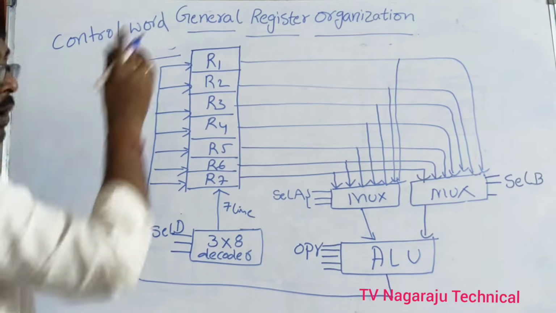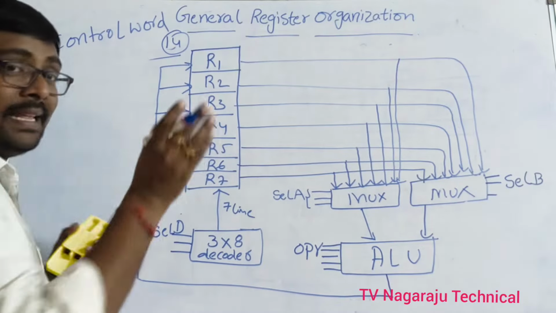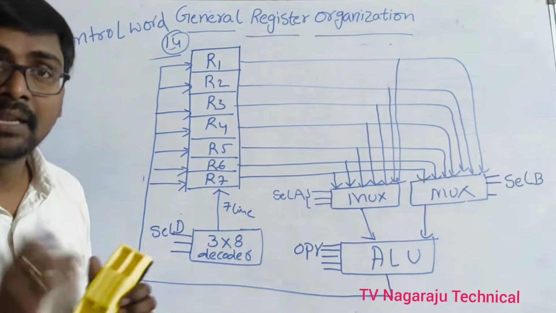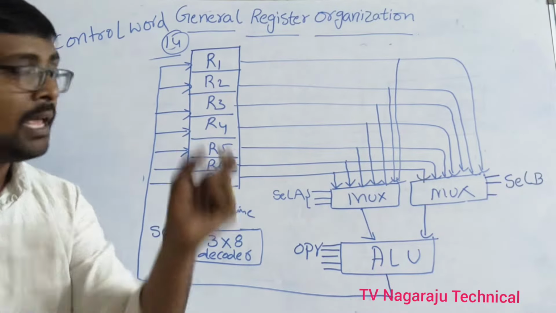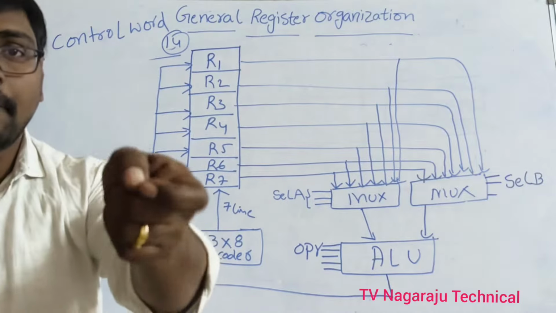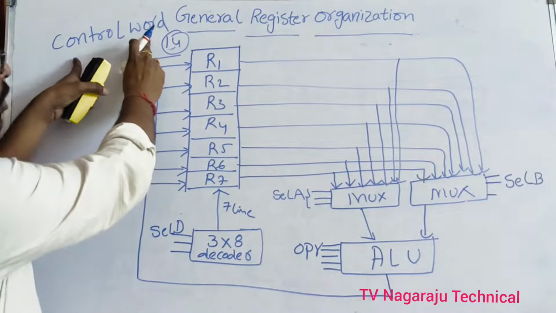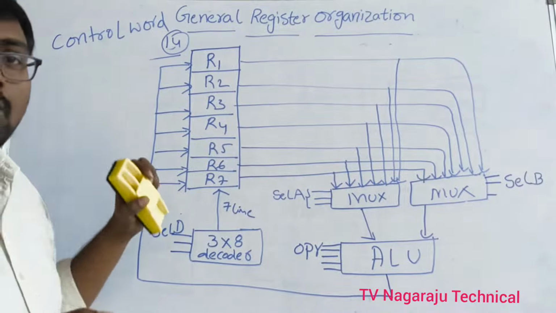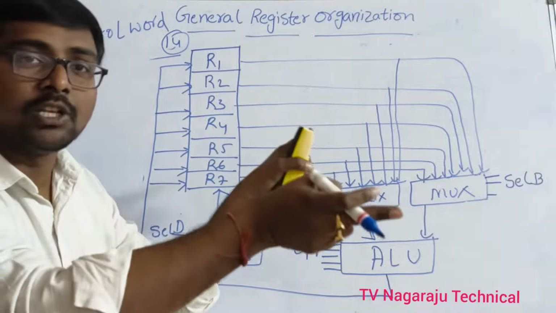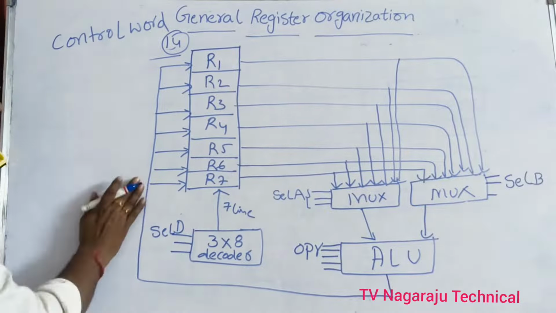A control word. The size of the control word is 14 bits. It is a combination of binary signals, that is 0s and 1s, which specifies to the control unit what micro operation is to be performed. That is, by seeing this control word only, the control unit decides this is the operation that we are going to perform. I will show you how.